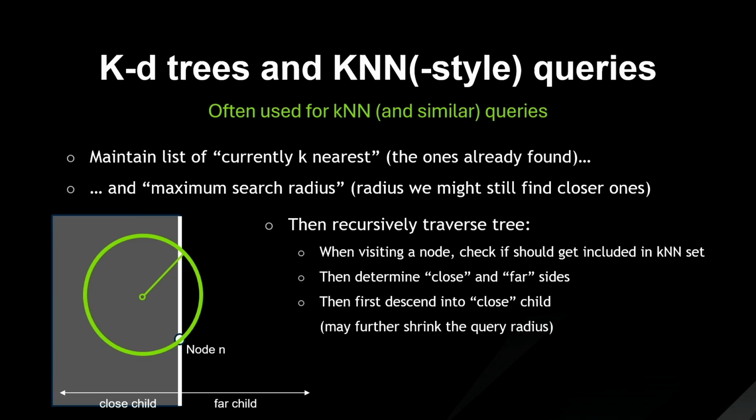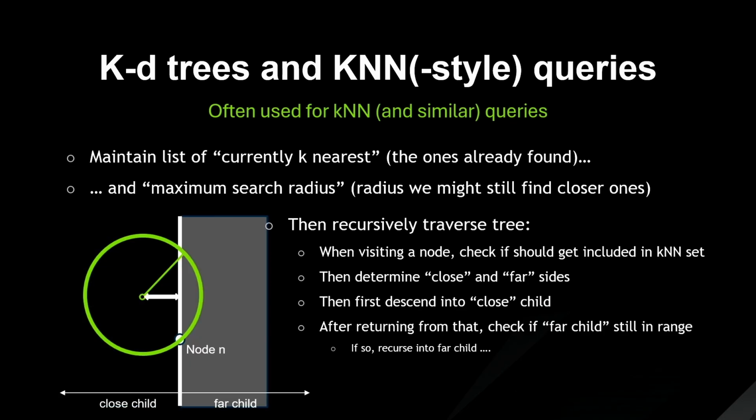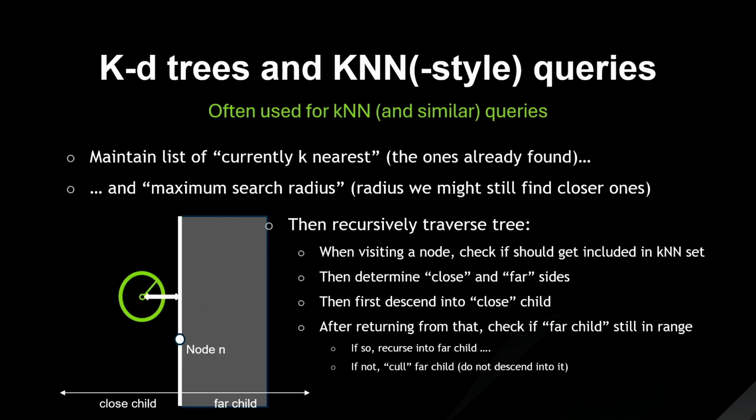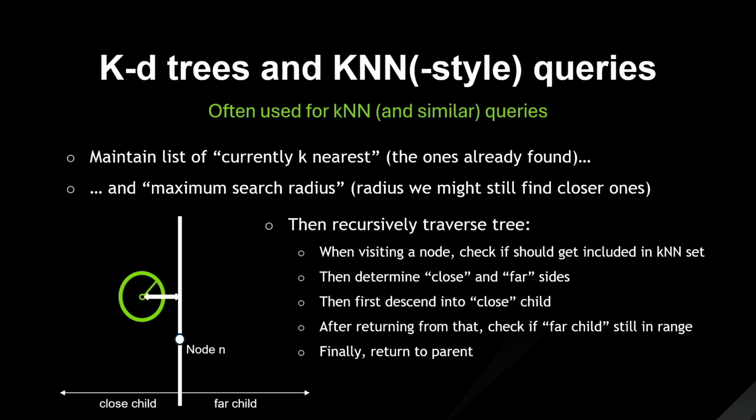So you've already processed your point n. Now you go first into the close child, recurse into that one, and try to shrink that radius even more and find more points. When you come back from that, you will see if your query radius still overlaps that plane, meaning the far child still could have any other points contributing. And if so, you also recurse into the far child, right? Very easy. In the other case, if the close child has already shrunk the radius so much that the radius is smaller than the distance of the point to the plane, then we can skip the far child and just go back to the parent. So yeah, at the end, we go back to the parent, done.